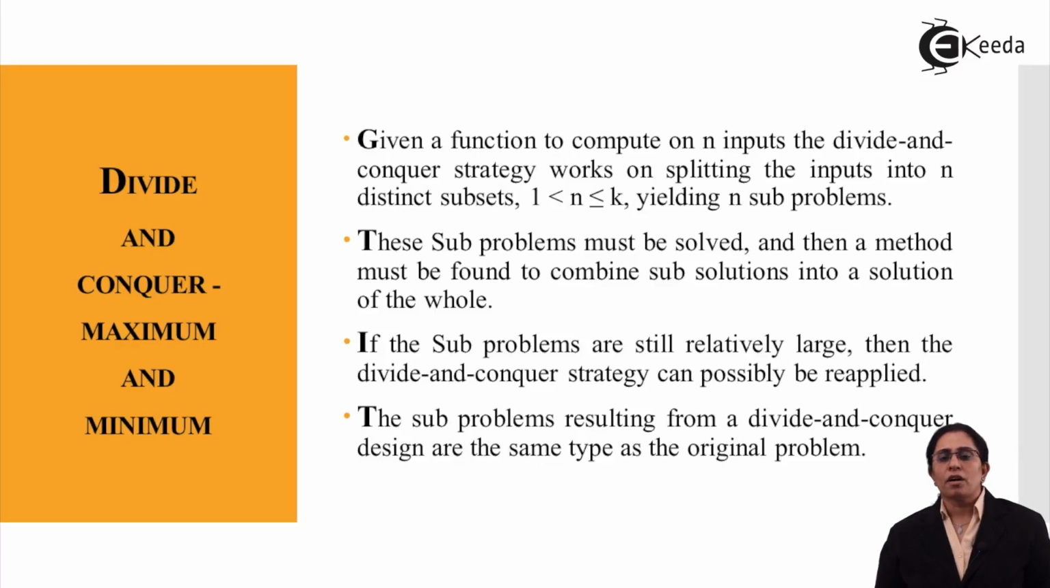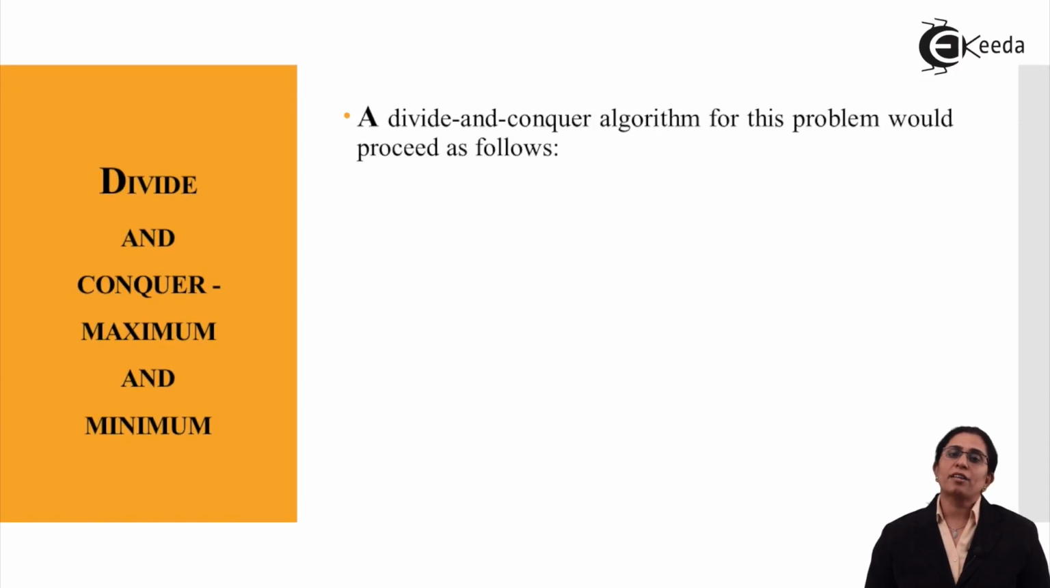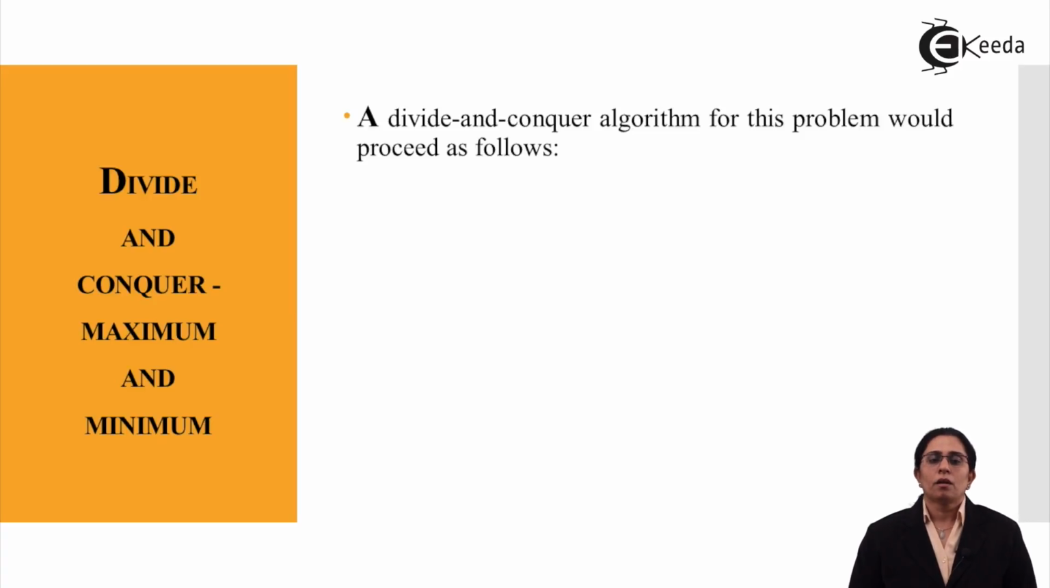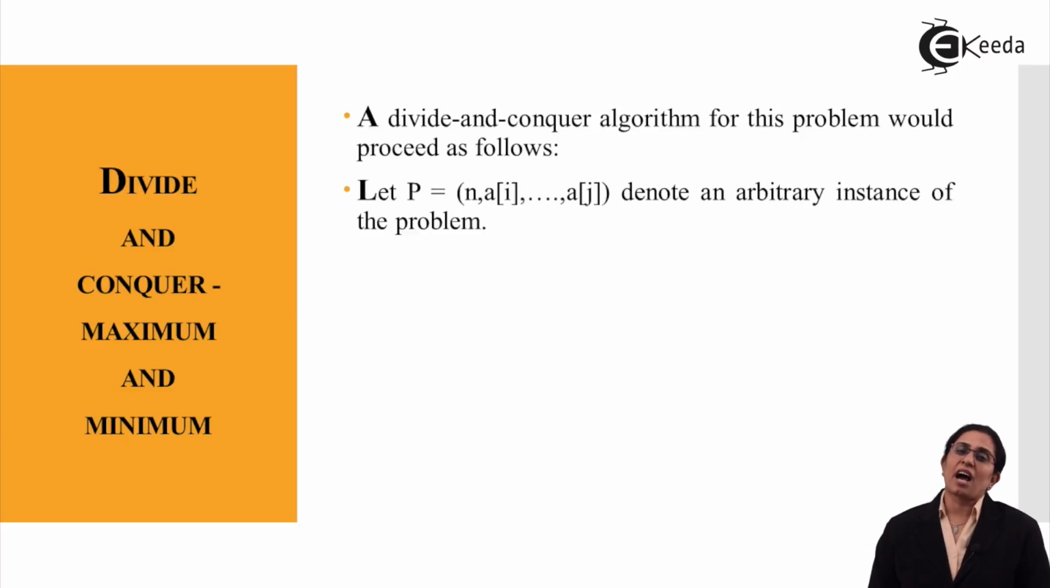The sub-problems resulting from a divide and conquer design are the same type as the original problem. We have to make sure that the divide and conquer strategy we are using to divide the array should not move away from the original problem. A divide and conquer algorithm for this problem will proceed as follows. That is, to find the minimum and the maximum number from the array list, it follows this particular procedure.